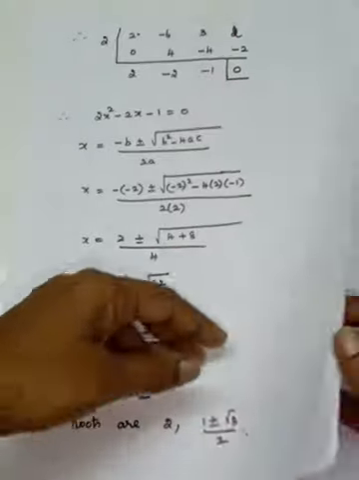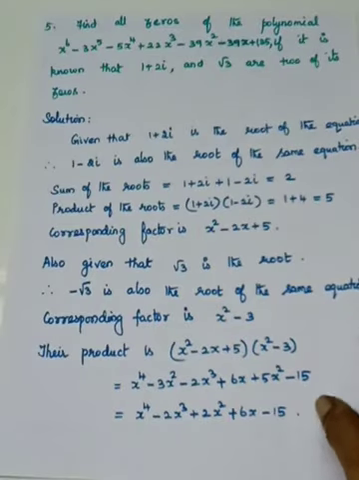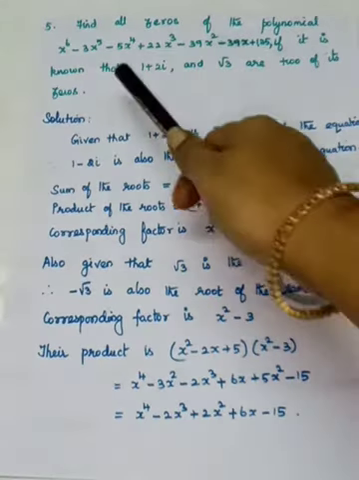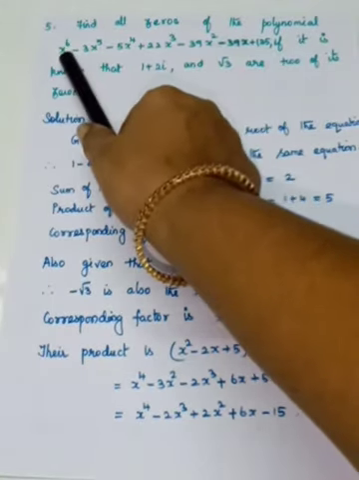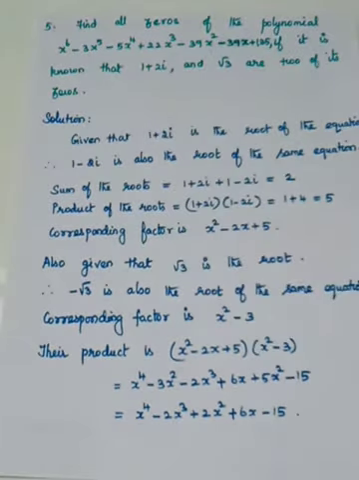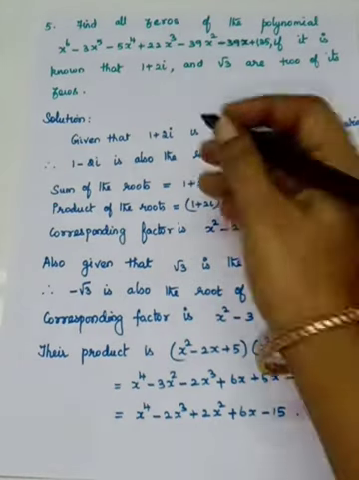Okay, and coming to the next problem, find all zeros of the polynomial x power 6 minus 3x power 5 minus 5x power 4 plus 22x cube minus 39x squared minus 39x plus 135 if it's known that 1 plus 2i and root 3 are two of its zeros. Okay, so see now here it is a polynomial of degree 6. So it has 6 roots. Okay, here the 2 roots are given.